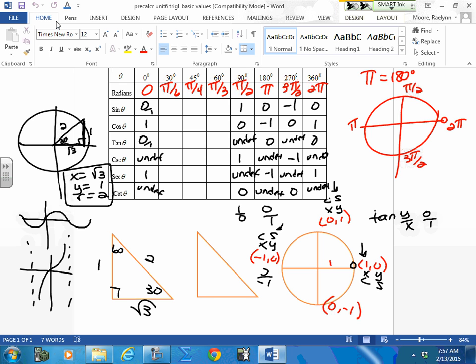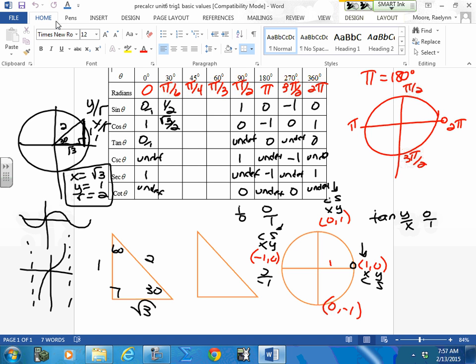And the rest of this works really nice. I want you to get used to the x over r, y over r. Don't think opposite over adjacent. I want you to use x and y's. So your sine is y over r, 1 over 2. Good? Your cosine, x over r. Radical 3 over 2.